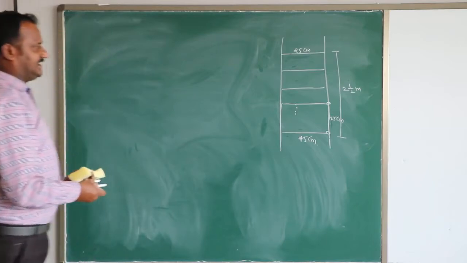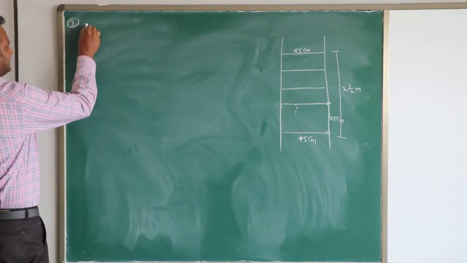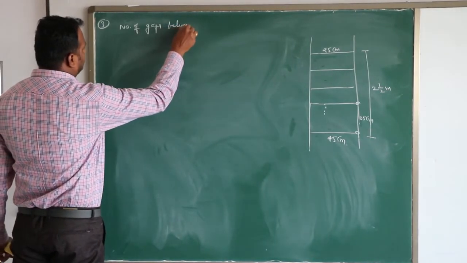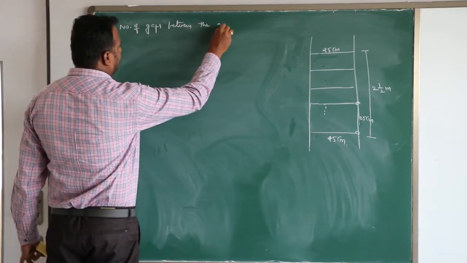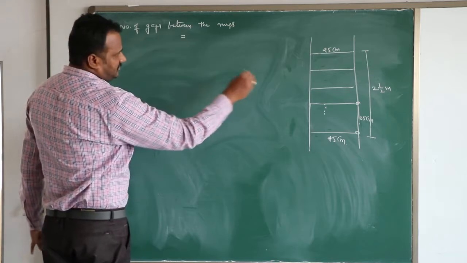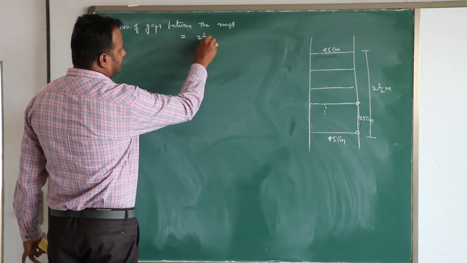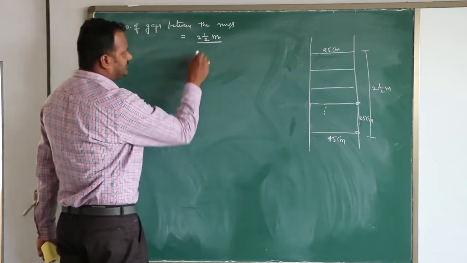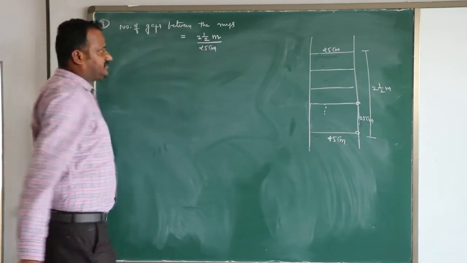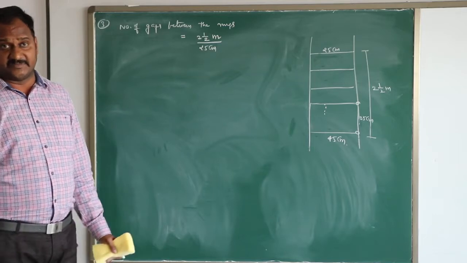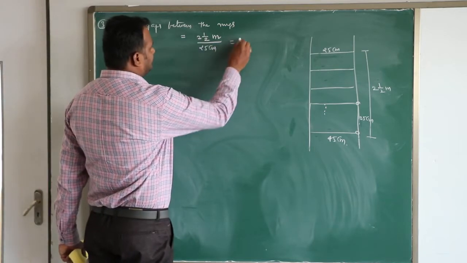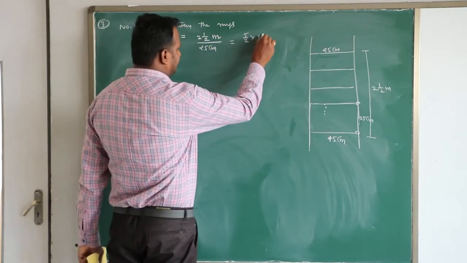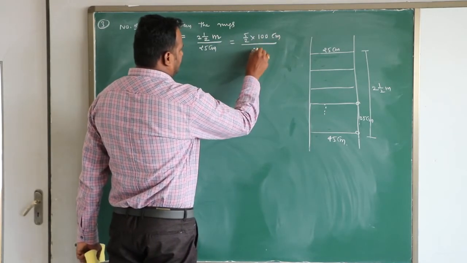First of all, let us calculate how many rungs there are. So number of gaps between the rungs is equal to the distance from the first rung to the last rung, 2.5 meters, divided by the distance between 2 consecutive rungs, 25 centimeters. Make sure that both of them are in the same units. 2.5 is equal to 5 by 2, right? And 1 meter is equal to how many centimeters? 100 centimeters, divided by 25 centimeters.